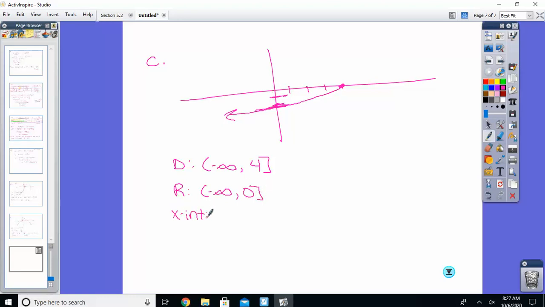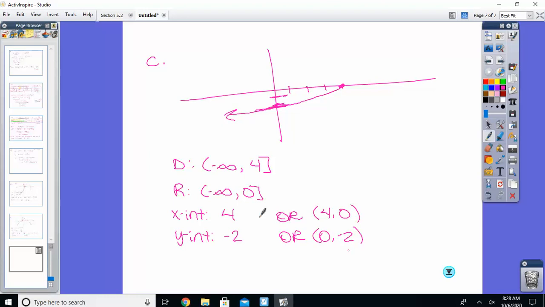X-intercepts. Where does this graph hit the x-axis? 4. What if I asked for an ordered pair? What would you tell me? (4, 0). Y-intercept. Where does it hit the y-axis? What's that as an ordered pair? Okay, so you could list it either way there. Alright, does that help with those?